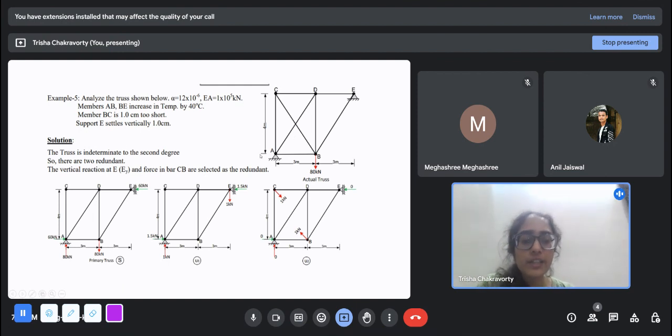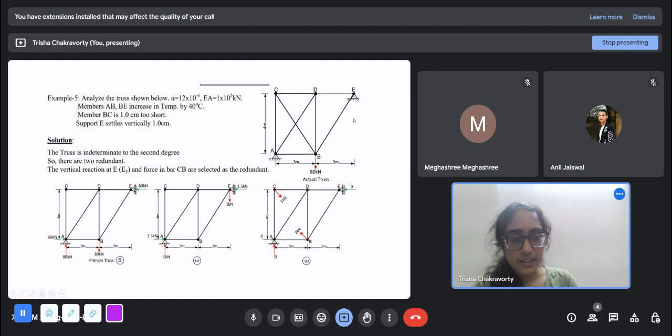So we have to build two unit loading structures and one primary structure. The primary structure has to be completely determinate. So we take away one extra member. We have taken away this member. So we have drawn it like this, and we have also taken away this vertical reaction, because we have to make it externally determinate as well. We have let the hinge remain. We have converted this hinge into a roller.